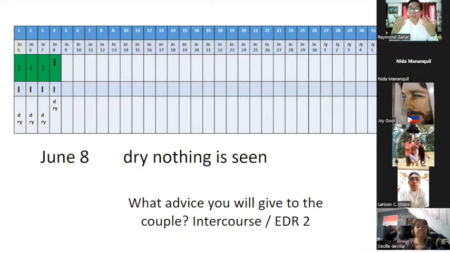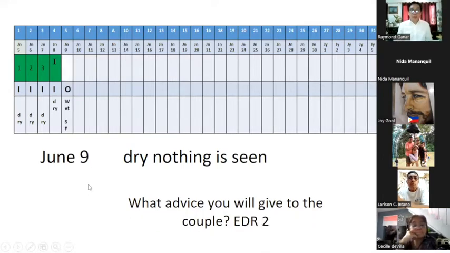If there will be an intercourse on June 8, absolutely the sperm cannot enter because the cervix is completely closed. What will happen? The sperm will be dislodged the moment the mother rises from the bed on the following day. So the following day is June 9. Okay, there's something wrong here, no? June 9, there is what? Wet. It is supposed to be wet.